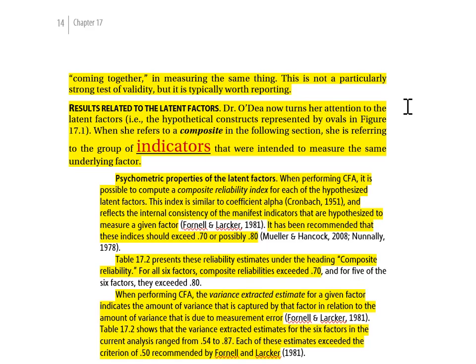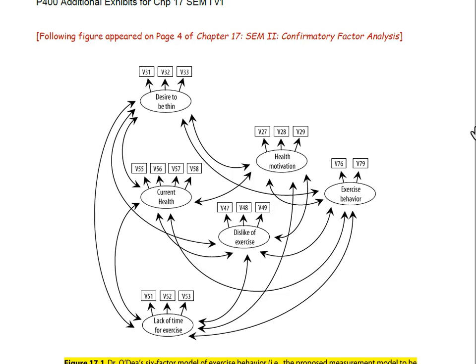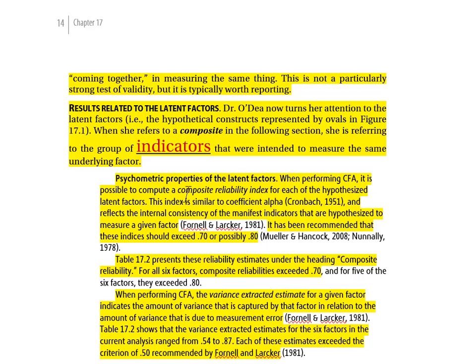Dr. O'Day now turns her attention to the latent factors, the hypothetical constructs represented by ovals in figure 17.1. When she refers to a composite in the following section, she's referring to a group of indicators that were intended to measure the same underlying factor. With the figure that we showed you before, these are the two indicators that are a composite used to measure exercise behavior. These are the three indicator variables that are used as a composite to measure the factor health motivation, and so forth. What does she say? Psychometric properties of the latent factors.